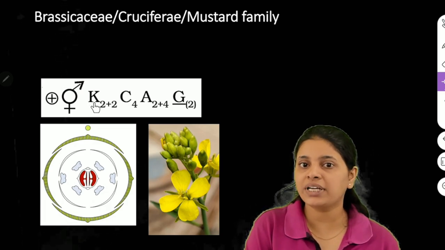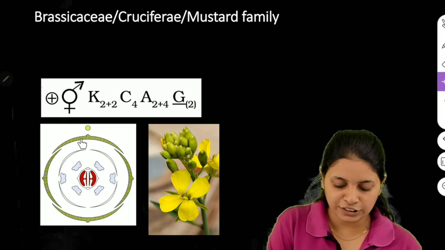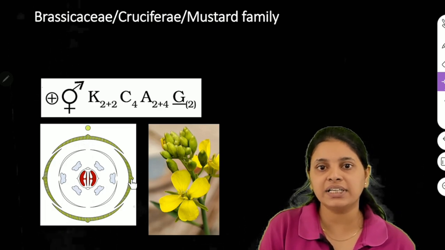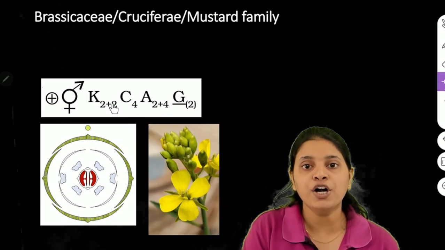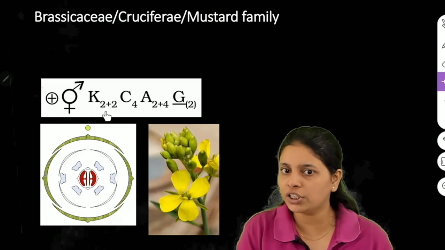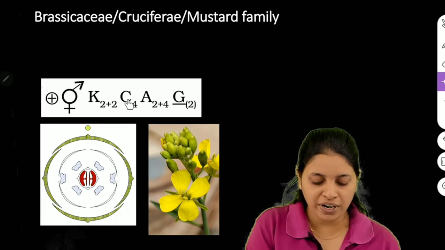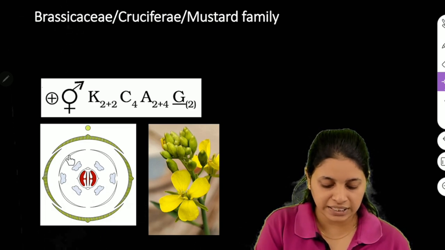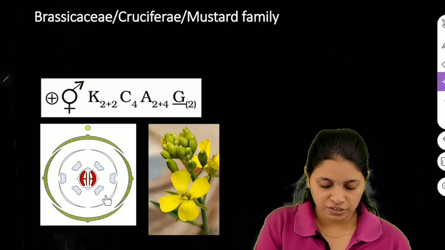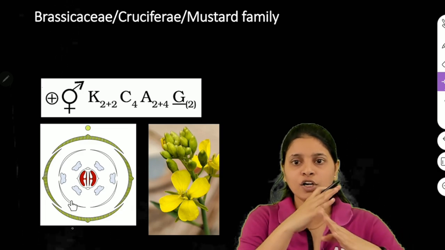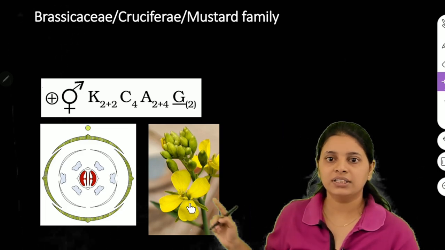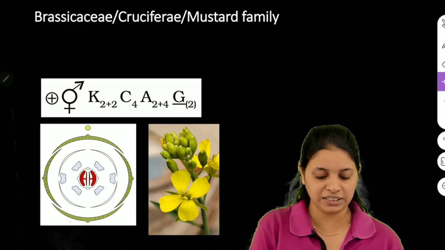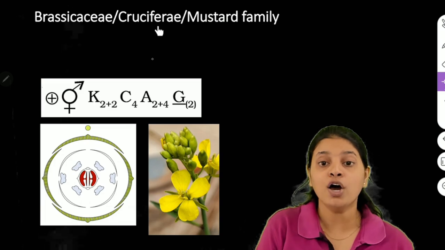Now, what about calyx? As you can see here, these 2 are outer sepals and these 2 are inner sepals, and hence we have mentioned it like this, K2 plus 2. But there is no fusion and hence no bracket. Next, we have the corolla, C4. 4 means there are 4 petals. As you can see, 1, 2, 3 and 4, and they are present like a cross, right? As you can see here also, these yellow petals are like a cross arrangement. Total 4, and hence the name cruciferae.